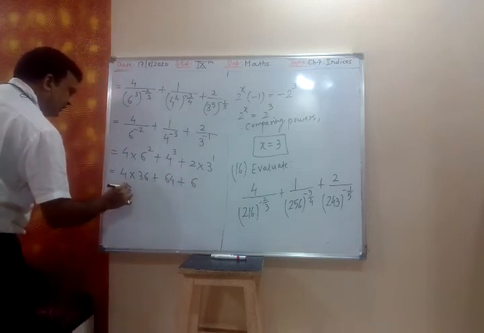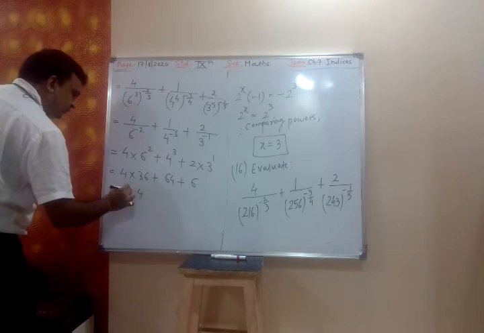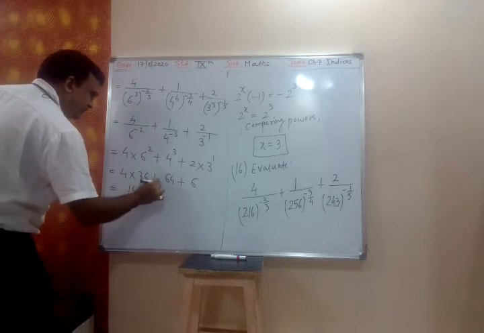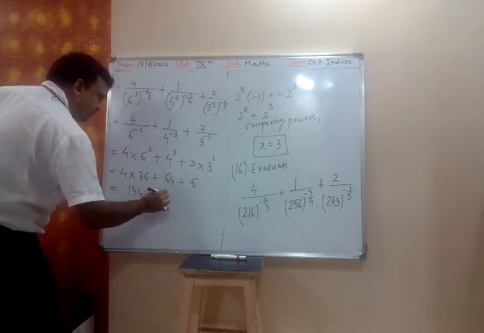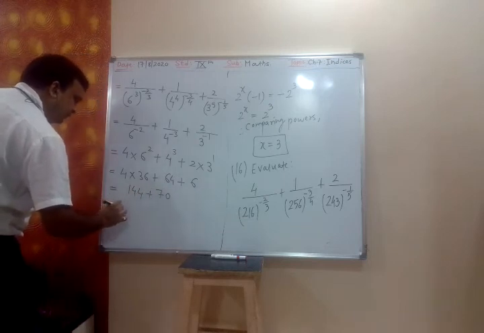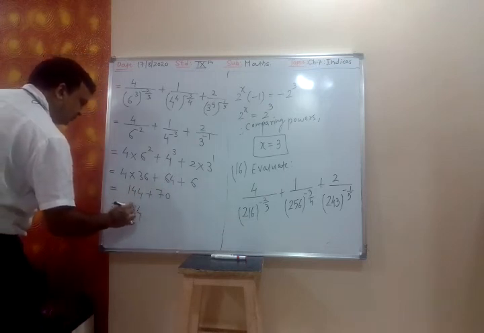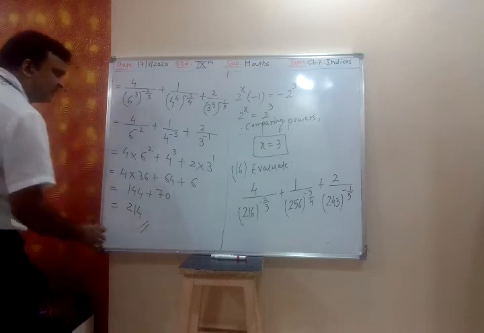So 4 into 36 is 144, plus 64, plus 6, is 214. 214 is the answer. Right?